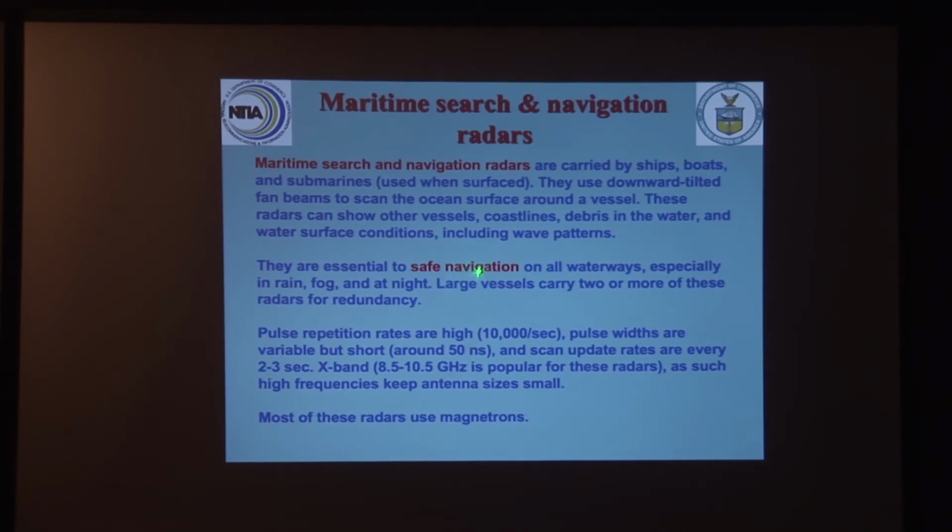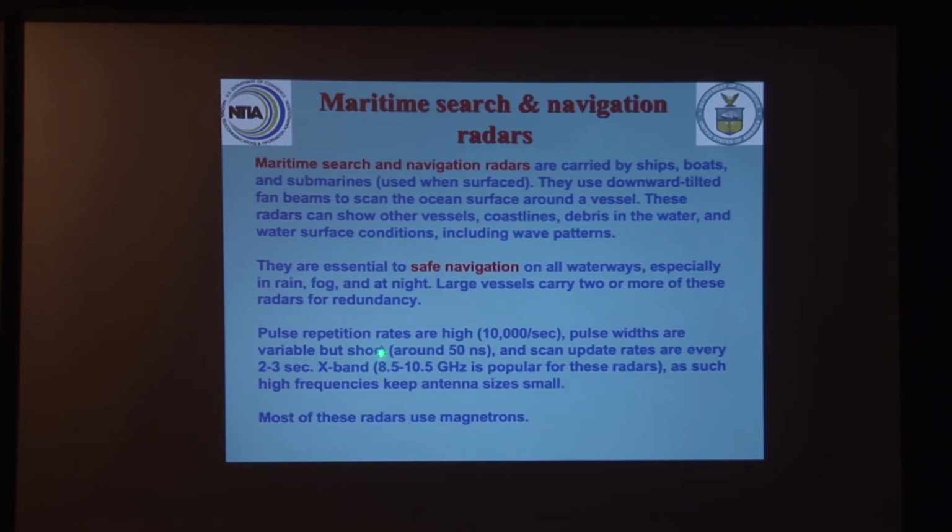Some of these radars operate down around 3,000 megahertz. A lot of them operate up around 8.5 to 10.5. X-band 8.5 to 10.5 is very popular, but you will see them down at 3 gigahertz. Really high pulse rep rates, like 10,000 pulses per second, because they're very short range. They'll operate anywhere from 100 yards or even 50 yards out to maybe 10 miles range.